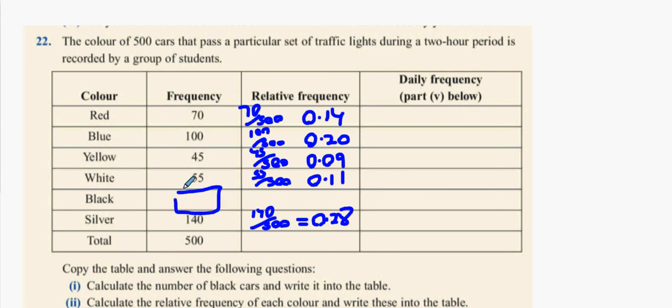Because it has to add up to 500. 90. That's because when you add downwards, they all have to add to 500. Is that okay? And what's 90 divided by 500? 0.18. Everybody cool so far? And what does this add up to? 1.0, because it's 100%.